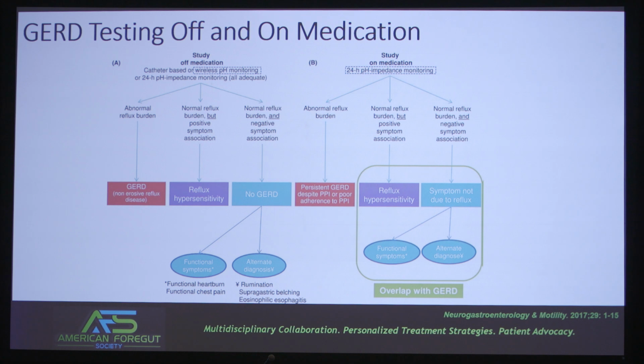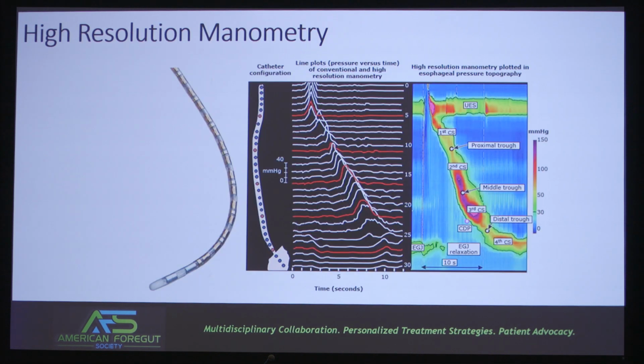And this is from the Porto consensus. In essence, they're saying that most of the Bravo pH testing should be done off medication, and most of the impedance pH testing should be done on medications. And then there is a little square at the bottom, which shows that if you did the mucosal impedance pH testing, that box can still have reflux. But if you haven't done formal reflux testing, I'm not sure how we can say that these patients, just because they had some response to acid suppression, have acid reflux.